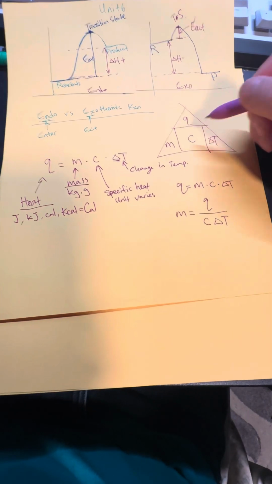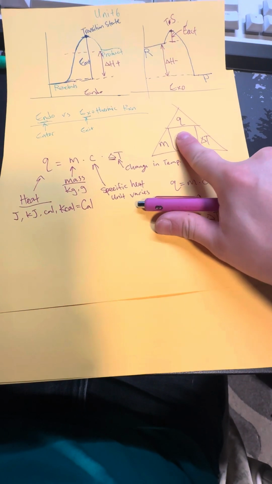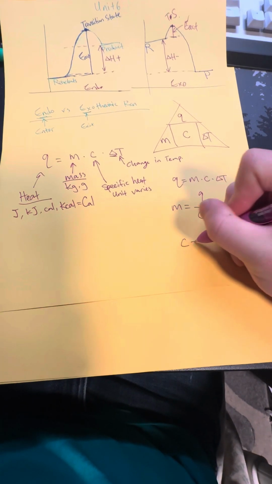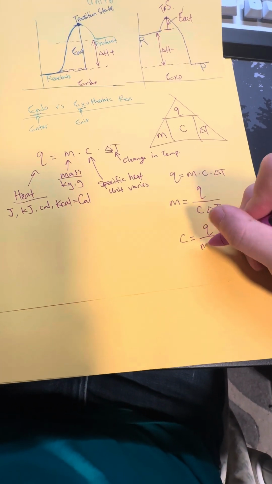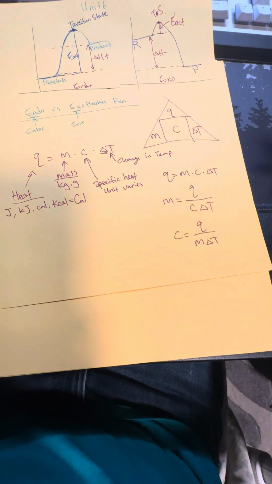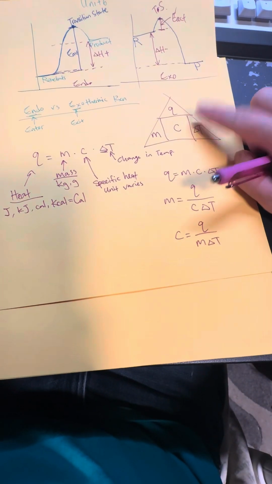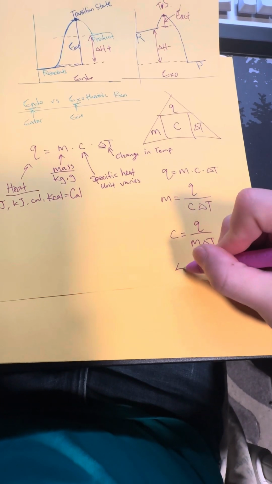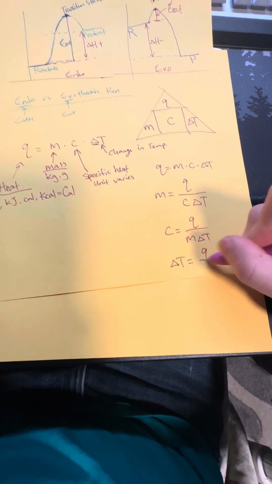And if you're solving for C, you just block C. That will be Q over M delta T. So C is equal to Q over M delta T. And the last one, if you're solving for delta T, cover that, it is equal to Q over MC. So delta T is equal to Q over MC.